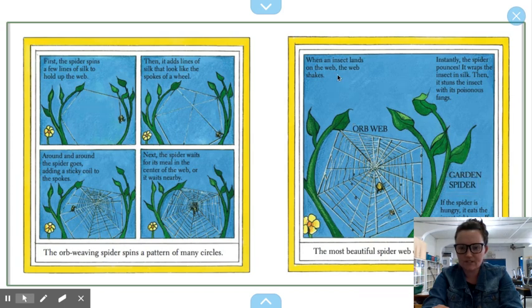When an insect lands, the web shakes. Instantly, the spider pounces. It wraps the insect in silk, then it stuns the insect with its poisonous fangs.